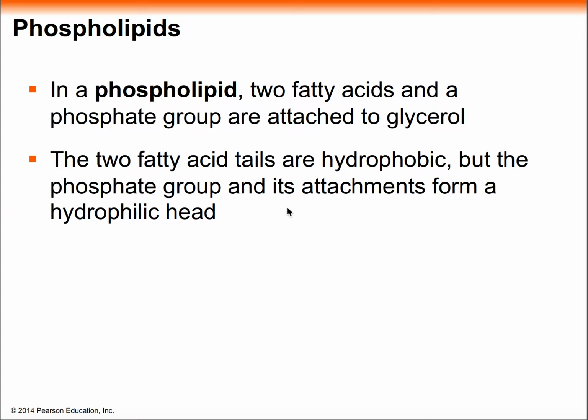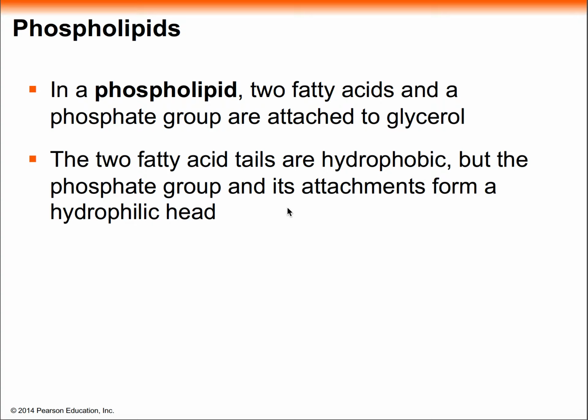Now, phospholipids are the molecules that make up our cell membrane, and it is very important that they are present. The way they're configured, they have two fatty acid chains attached to the glycerol molecule, so there's not a third one. But there's also a phosphate group, a PO4 group, attached to the glycerol end.